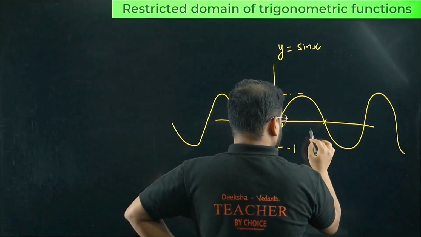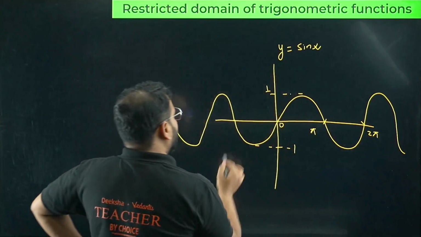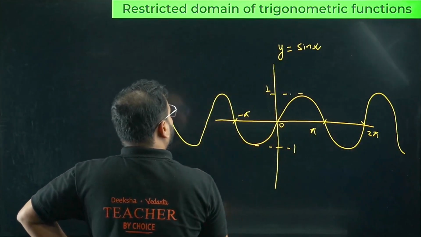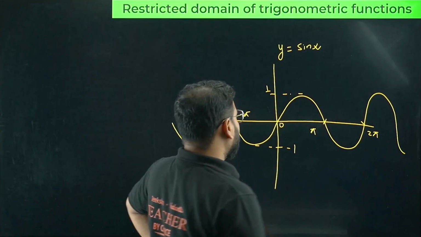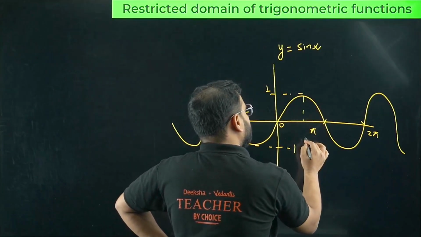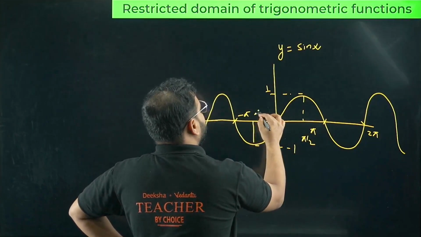What are these values on the x-axis? 0, pi, 2 pi, right? And over here I have minus pi. Over here, if you go like this, -2 pi and so on, okay? And this value is pi by 2, and this value here is -pi by 2.